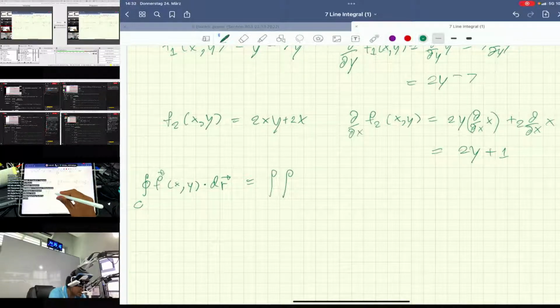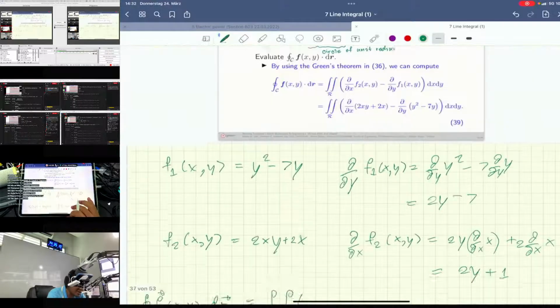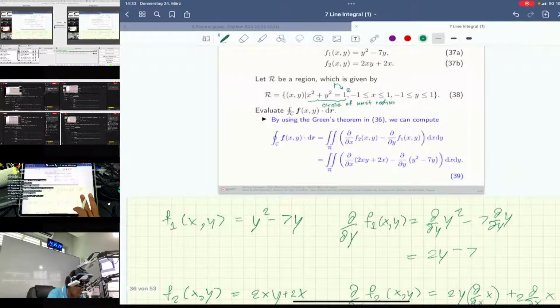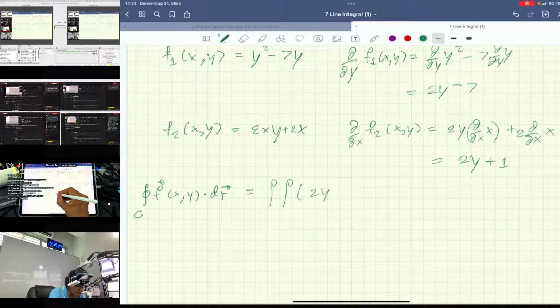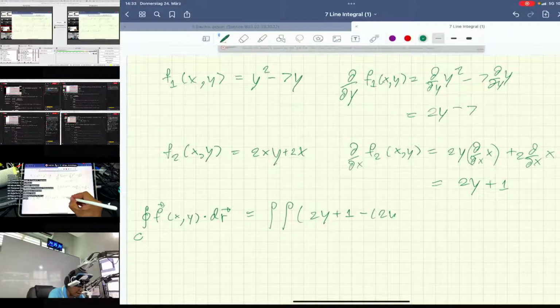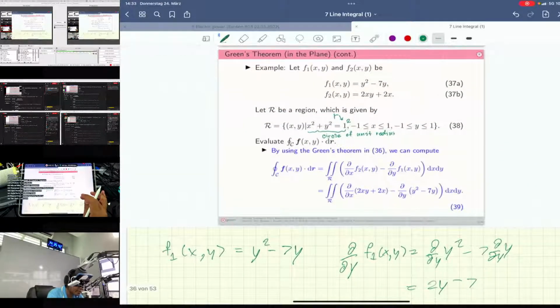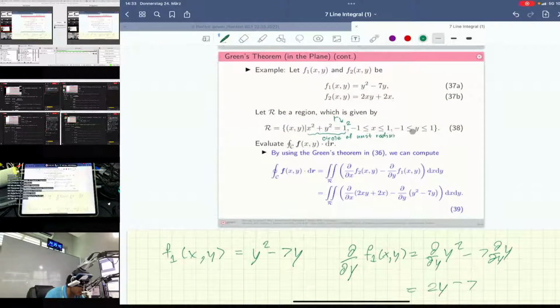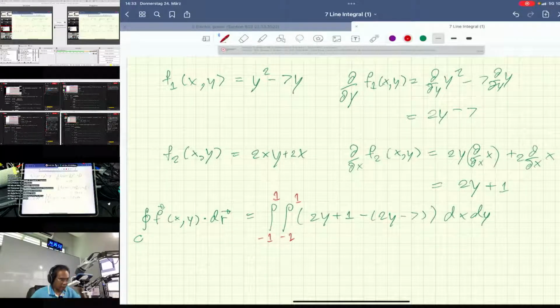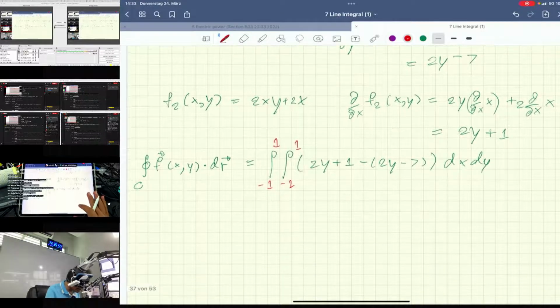Region R, where your first term will be f2 dx, which is this one, 2y plus 1, minus this term, which is 2y minus 7, dx dy. x first, x from -1 to 1 and y from -1 to 1.